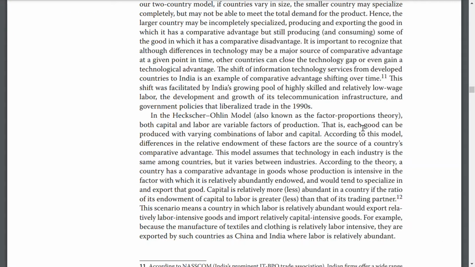In the Heckscher-Ohlin model, also known as the factor proportions theory, both capital and labor are factors of production. That is, each good can be produced with varying combinations of labor and capital. According to this model, differences in the relative endowment of these factors are the source of a country's comparative advantage. This model assumes that technology in each industry is the same among countries, but it varies between industries.